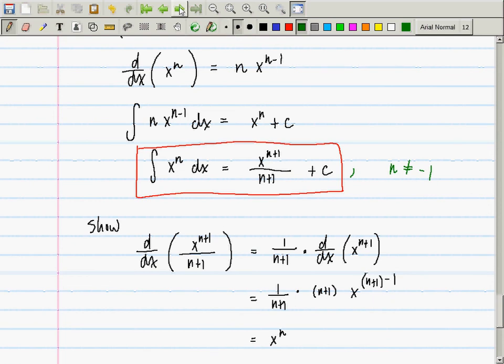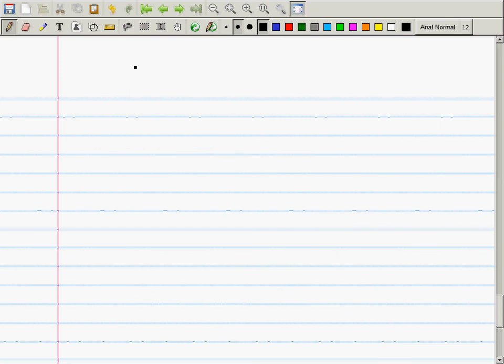That being the case, let's do a quick example. Please compute for me the antiderivative of x to the 7. This is not a trick question at all. After that, please compute the antiderivative of the square root of x. And after that, please compute the antiderivative of 1 over x cubed. And that's probably enough for the moment.